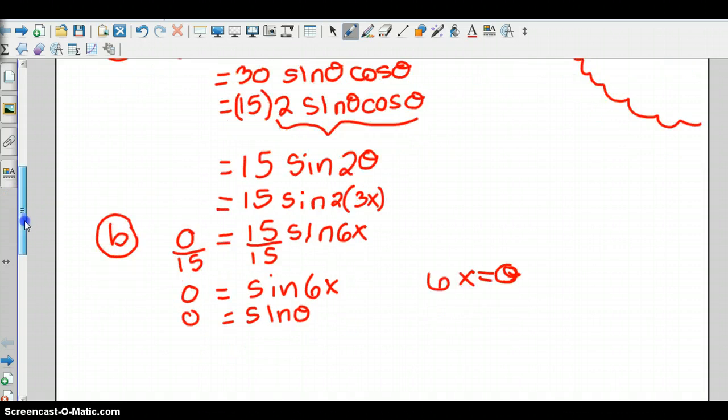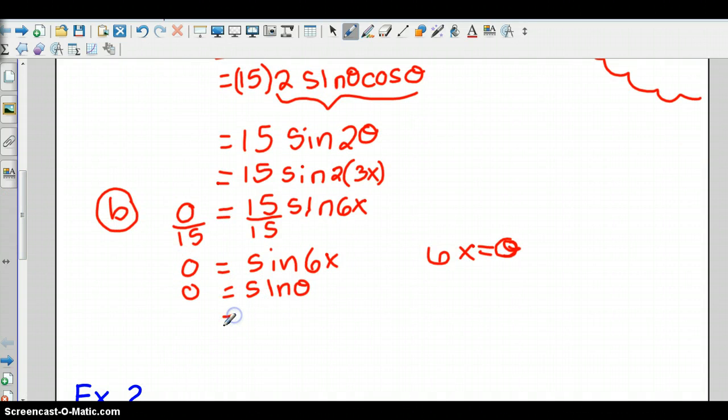If that's the case, I know, right, that when theta is 0 or pi or 2 pi, my sine value is 0. And again, if you need to go back, think about the unit circle. At 0, sine is 0 because there's no y value, right? At pi, same thing happens. There's no y value. Y value is 0. And then at 2 pi, sine value is 0. So if theta is 0, pi, or 2 pi, then my sine value is 0.